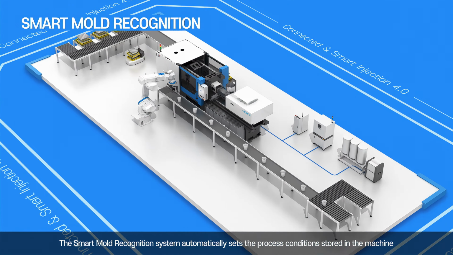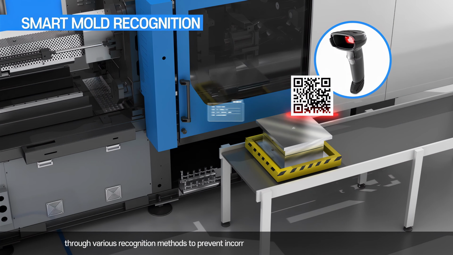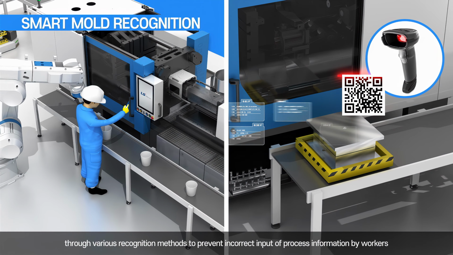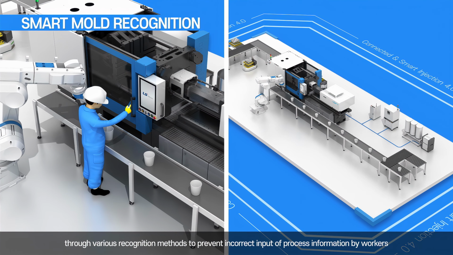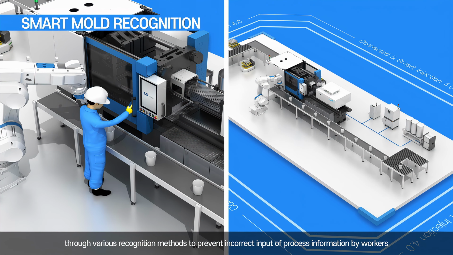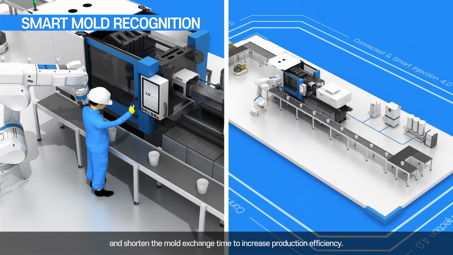The Smart Mold Recognition System automatically sets the process conditions stored in the machine through various recognition methods to prevent incorrect input of process information by workers and shorten the mold exchange time to increase production efficiency.